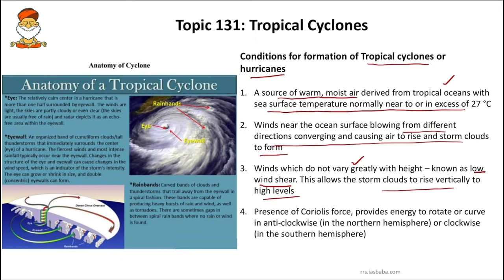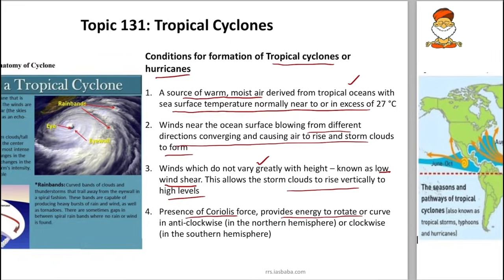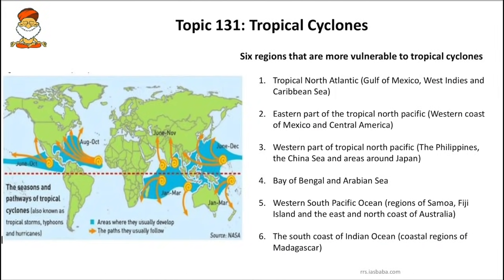Next, presence of Coriolis force. It provides energy to rotate or curve anti-clockwise, especially in the northern hemisphere, or clockwise in the southern hemisphere. These are some of the important facts which you have to remember with respect to tropical cyclones. And you should also know the geographical distribution. Usually 6 important regions are very much vulnerable to tropical cyclones.